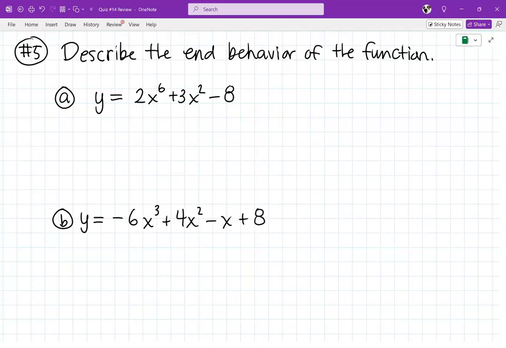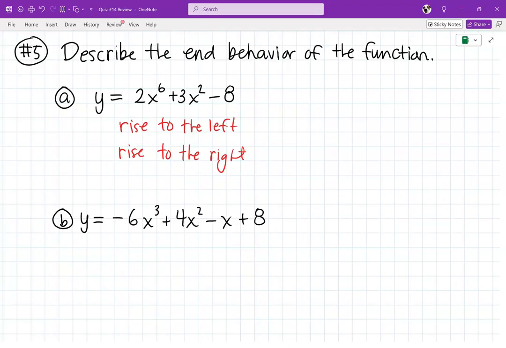Yeah, remember, when n is even, they both do the same thing, up, up, or down, down. It's when n is odd that they change direction. Okay? So this one would rise to the left and rise to the right. You don't have to do any work. That's it. You just got to tell me what it's doing.